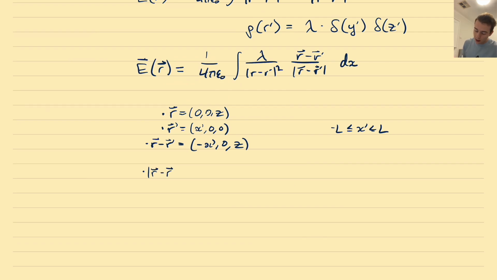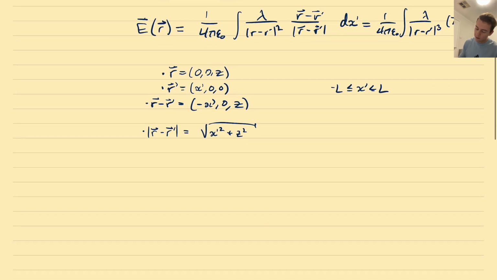Okay, so that means that this vector r minus r prime equals (minus x prime, 0, z). The magnitude of this thing then is equal to the square root of x prime squared plus z squared. And by the way, let me just simplify this thing, because this is the integral of lambda over |r minus r prime| cubed, in the r minus r prime vector direction, dx prime. I put that in now fully.